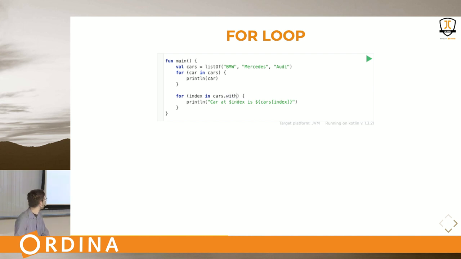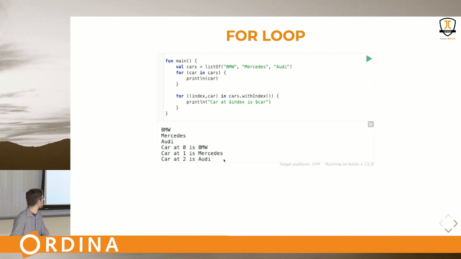So you can also do something else. It's called withIndex, which then will translate into something called destructuring, where you can have the index and the element, in this case a car, and then we can avoid this lookup and immediately print out our car. This might look familiar from other languages. Okay, so you see it still works. We print out the cars in the first loop, and then the index and the item in the second loop.